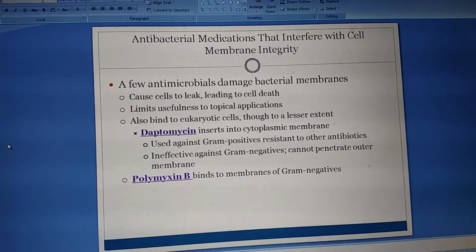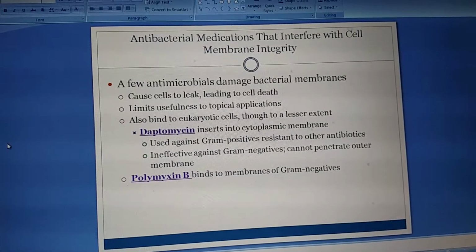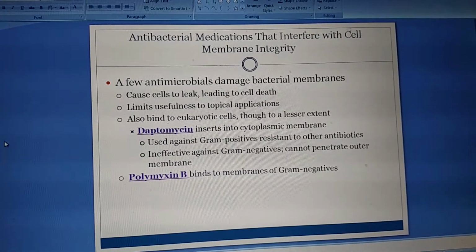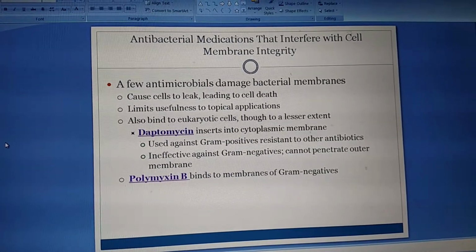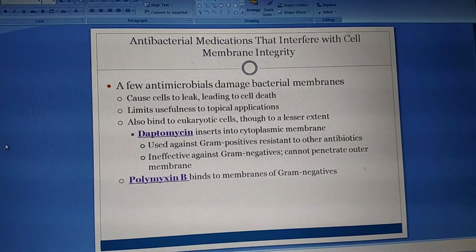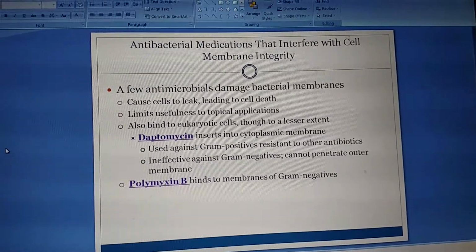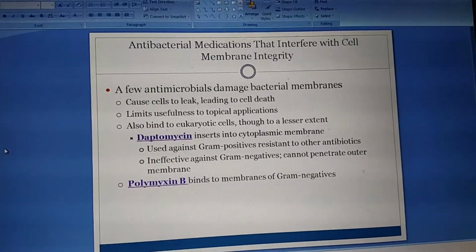So daptomycin will actually insert itself into the cytoplasmic membrane. This is used against gram-positives. You cannot use it against gram-negatives because it's not capable of penetrating that outer membrane. You also have polymyxin B that you use with gram-negatives.